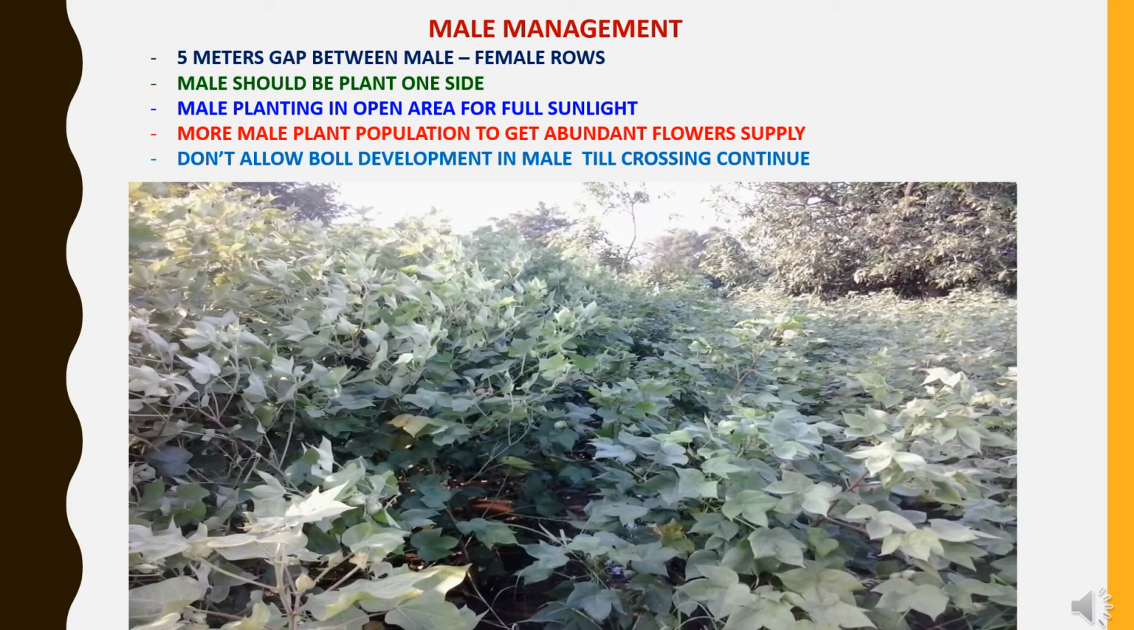More male plant population is needed to get abundant flower supply during the whole crossing period. Don't allow ball development in the male line while crossing continues. If we allow ball development on male plants, definitely there will be an impact on flowering. If crossing continues for a longer period, there will be a shortage of male flowers and ultimately low yielding. So we must not allow commercial ball development on the male parent during the crossing period.